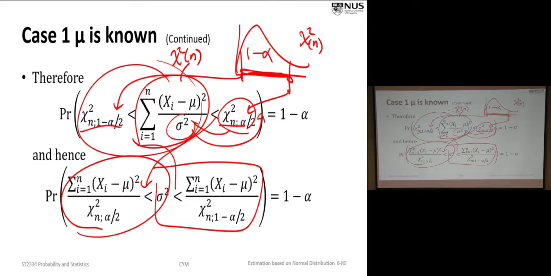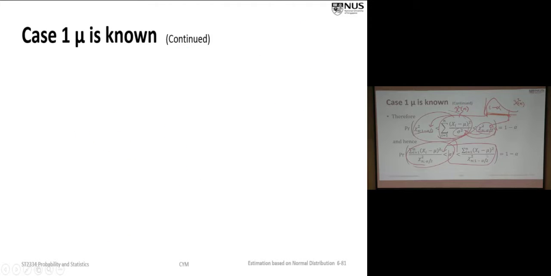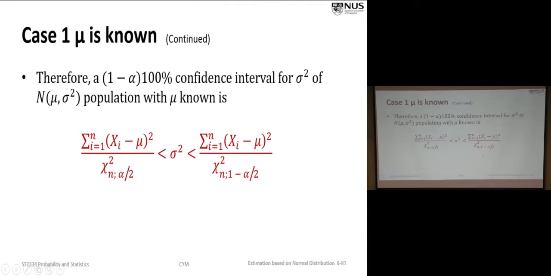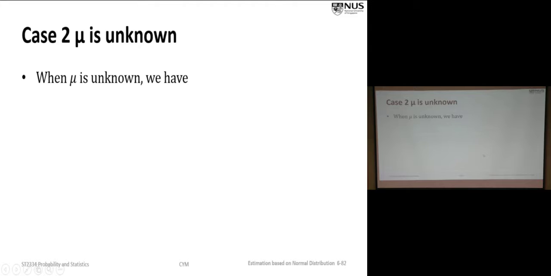This is provided that you know what mu is. But this is most likely for mathematical interest, because in real life, you don't know mu. There's seldom a problem where you know mu but you don't know sigma square. But this is for mathematical interest. This is the formula when mu is known. So we use this formula.